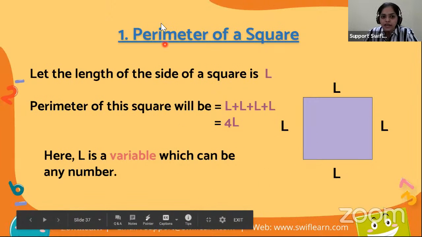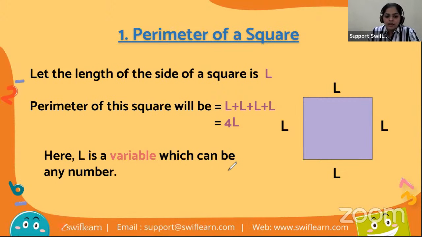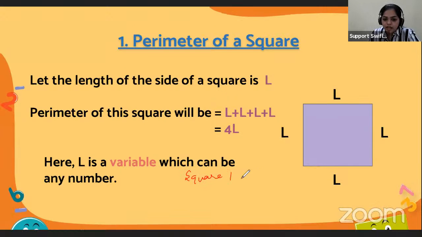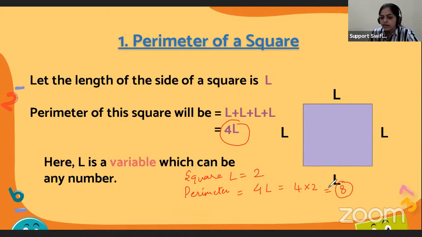All right, let's take one example. If we have a square with side L equal to 2, what do you all think? What will be the perimeter of this square? We have a formula for the perimeter of a square, 4L. So if the value of L is 2, your answer is 4 into 2, that is equal to 8.